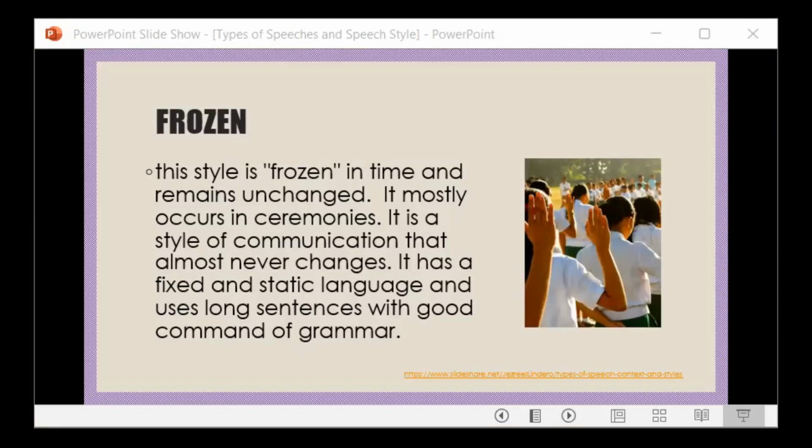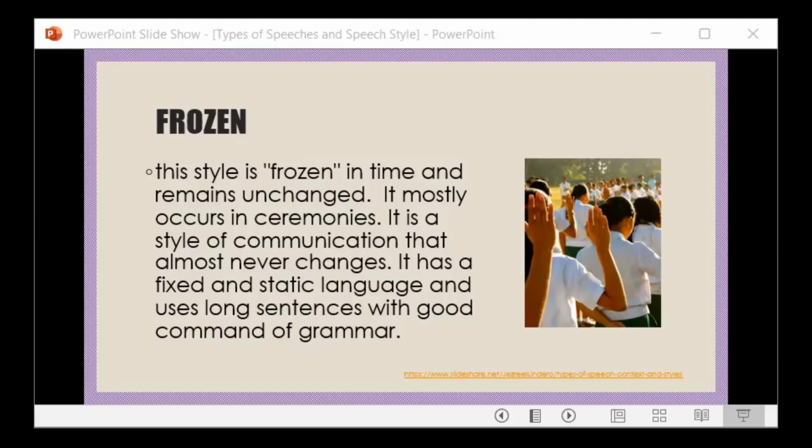And there is no requirement for audience response here, just like in a formal speech style. Long sentences with strong grammar and vocabulary are usually used. Language here is fixed and largely unchanging in its application. Examples of it are the national pledge, national anthem, school creeds, ceremonies or marriage ceremonies, or a speech for a state ceremony.